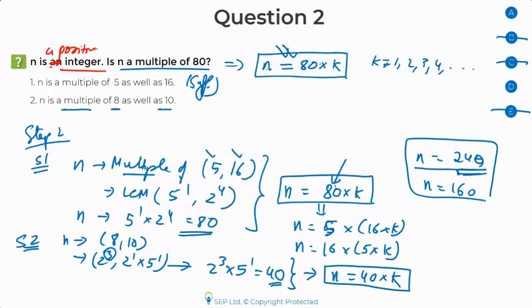Don't just blindly multiply saying 8 times 10, 5 times 16. Find out the lowest common multiple first. Lowest common multiple is prime factorization, taking the highest power of the prime numbers. Okay. I hope this is clear.